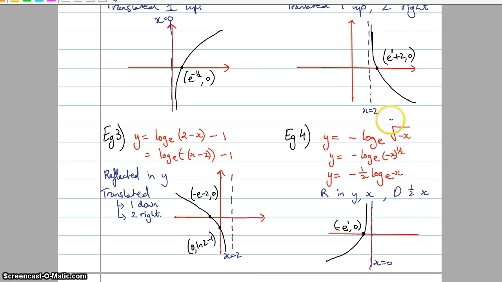This final one is probably a tricky one, a harder question. It looks really ugly, but it's not too bad in the end. y equals negative log e of the square root of negative x. Now, just using my index laws knowledge, I can find that that's negative x to the power of a half. I can drag that half down the front. So now I can tell you that it's dilated by a factor of a half from the x-axis, reflected in the y-axis, and also reflected in the x-axis.